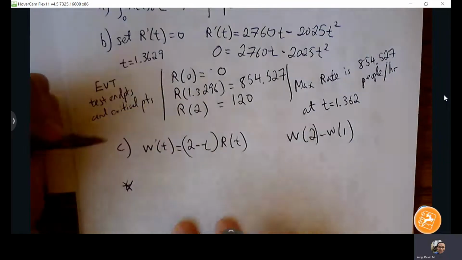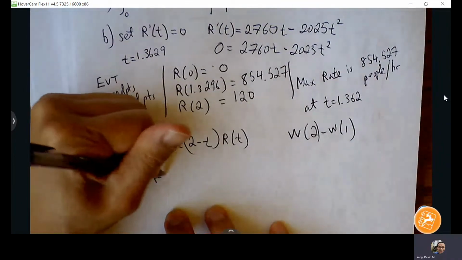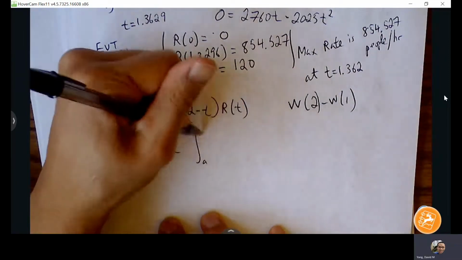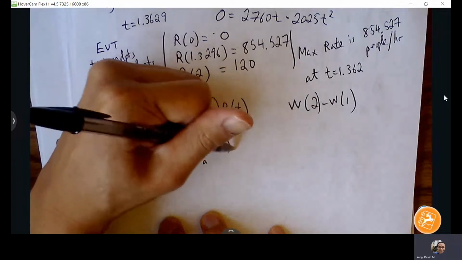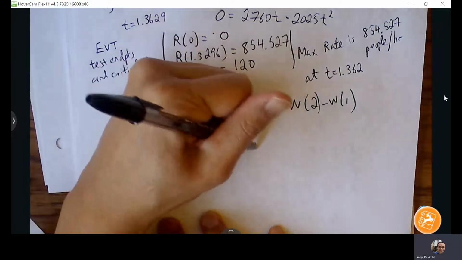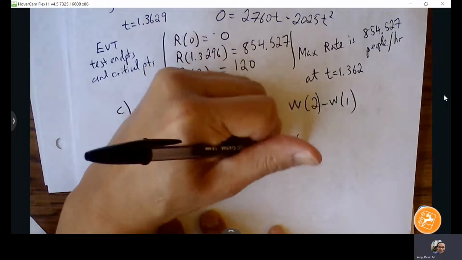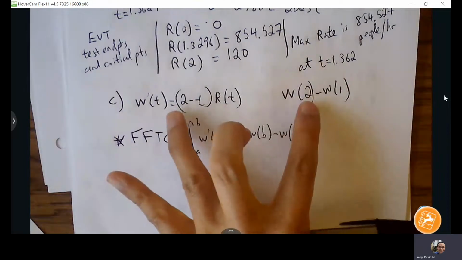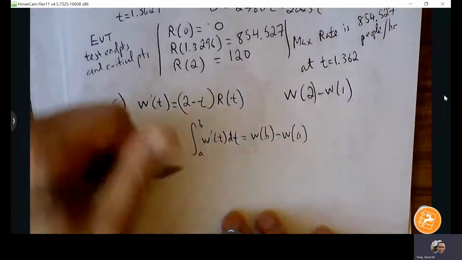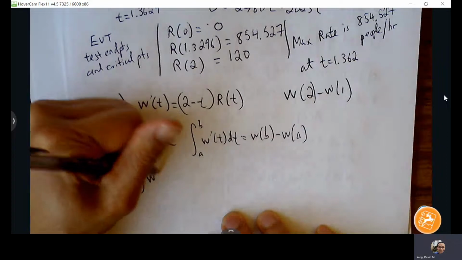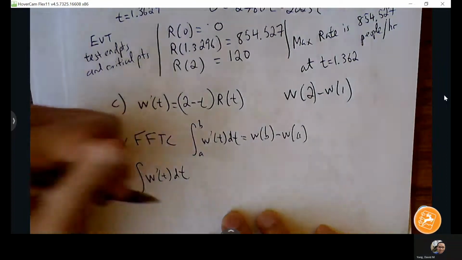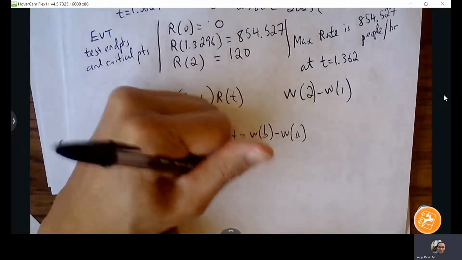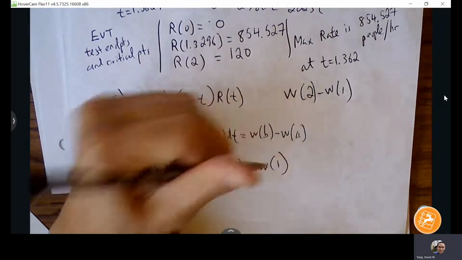Well, we have this to work with. This is a rearranging of the first theorem. The first theorem says the integral from a to b of W prime is just going to be W of b minus W of a. If I take the antiderivative, I can just plug in the upper and lower bounds. So that's the connection, because the integral of W prime from 1 to 2 is going to give us W of 2 minus W of 1.